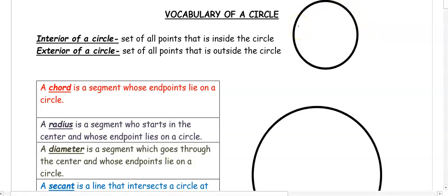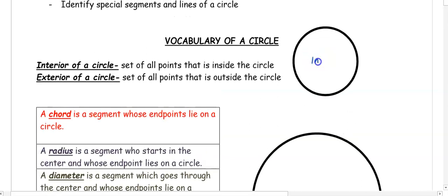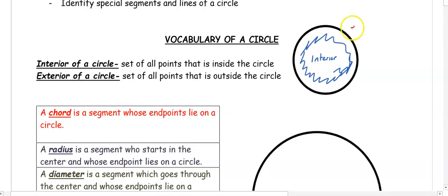When we're looking at a circle, we have an interior and an exterior of the circle. The interior is everything that's going to be inside that line. This would be our interior. And the exterior of the circle is going to be everything outside the black line. So when we're talking about a circle, the circle is just that black line.